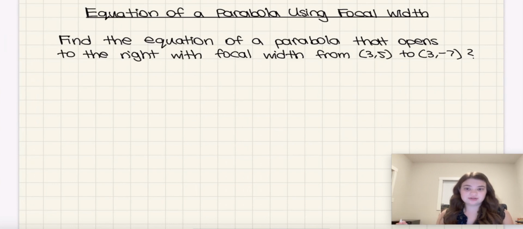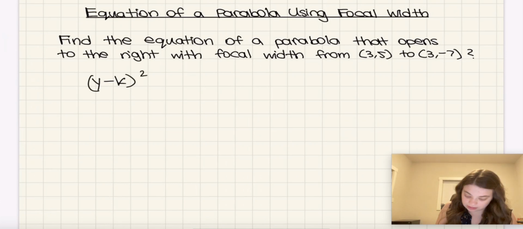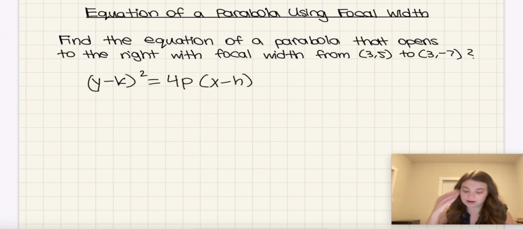So first things first, we know that the parabola opens to the right, and because it opens right or left rather than up or down, the general standard equation is (y - k)^2 = 4p(x - h). Whereas if this was upward or downward, then x and y would be swapped here. So just keep that in mind.